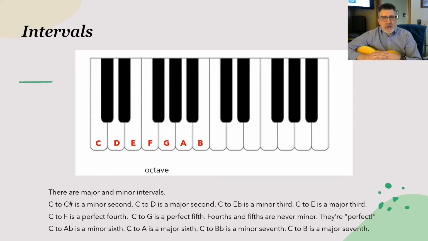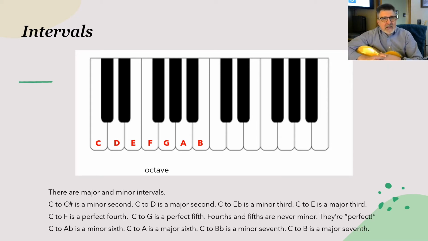Now, as you might expect, things get a little more complicated. There are major and minor intervals. So C to C sharp is called a minor second. C to D is a major second. If you think of the whole step movement as a major second, the half step is a minor second. So if we play chromatically, half step, half step, half step, we're moving up in minor seconds.